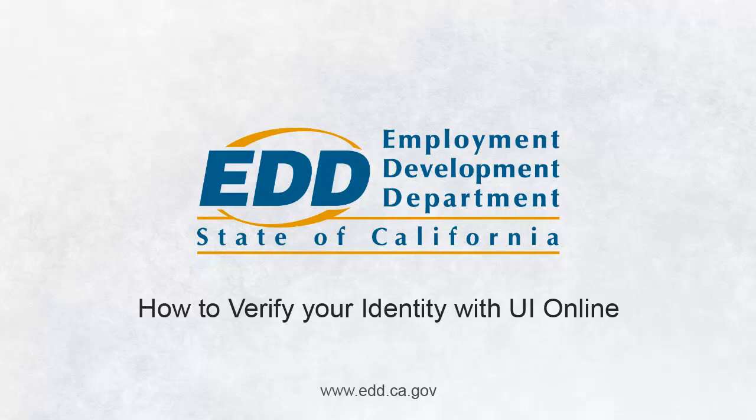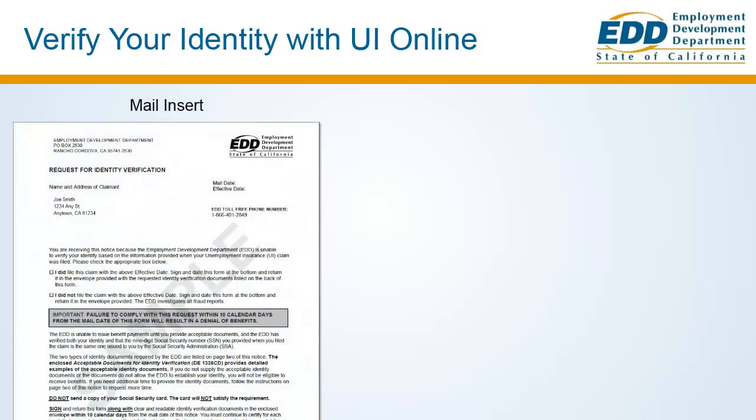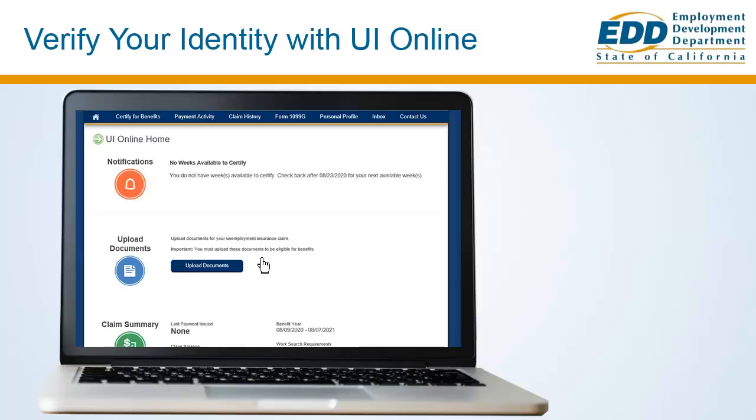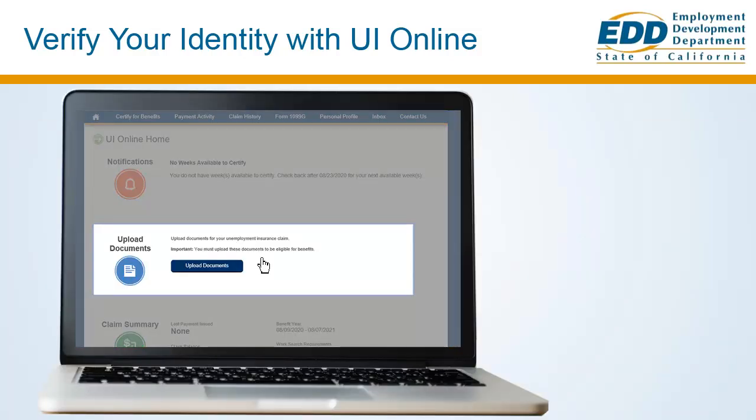How to verify your identity with UI Online. If you were notified by the EDD that you need to verify your identity on your unemployment insurance claim, you can upload your documents using UI Online.